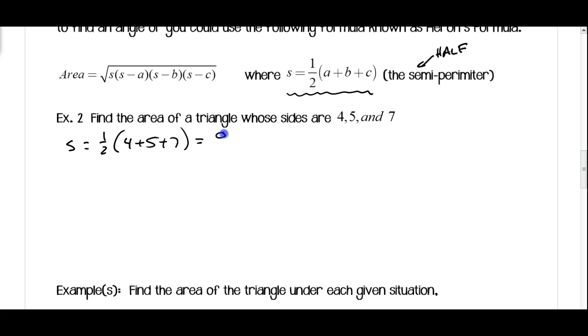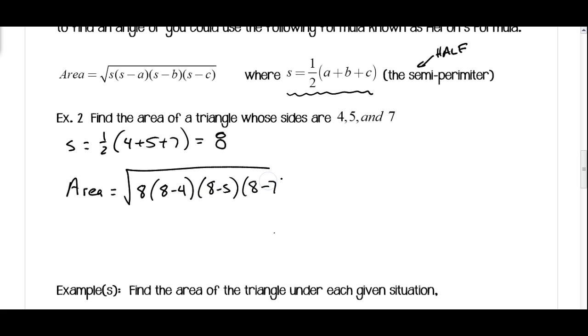and that should give us 8. And then we can find the area by substituting everything in. So I'm going to have the square root of 8 times 8 minus 4 times 8 minus 5 times 8 minus 7. So basically we just subtract the length of each of the three sides from the semi-perimeter. Again, be careful when you plug this into your calculator, and you may want to just double check that your calculation will give you 9.798 units squared.